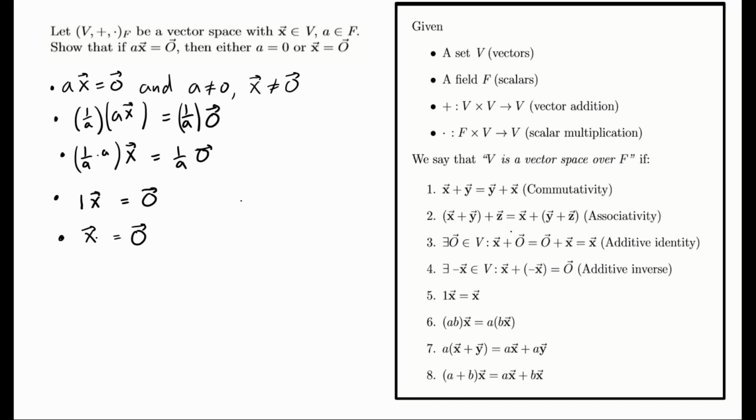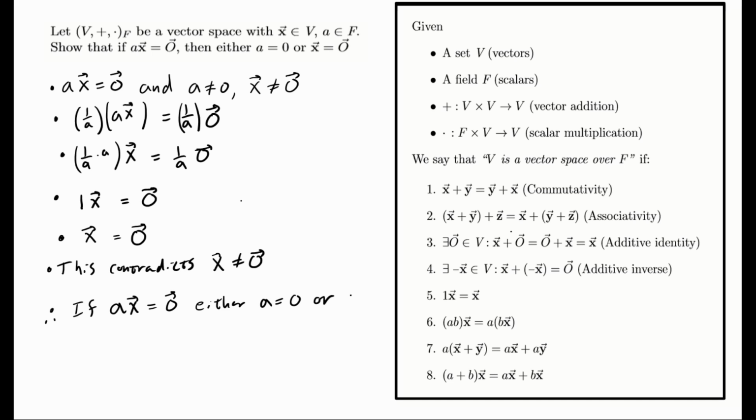Okay, so we have now that x is equal to the zero vector, but we assumed up here that x is not the zero vector. This gives us a contradiction. So we assumed that it was false, and we've come to a contradiction. Therefore, if a times the vector x is equal to the zero vector, then either a is equal to 0 or x is the zero vector.